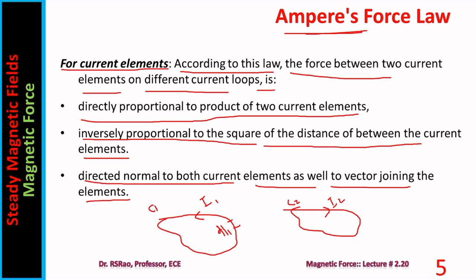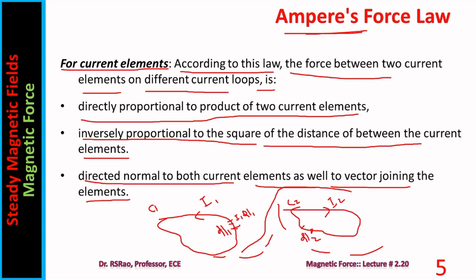Because it is over C1, you can consider another differential length here. Call it DL2 because it is over C2. Now, the point is this: I1 DL1 is a current element. The current in DL1, or current element I1 DL1, is a source. According to Biot-Savart law, it creates magnetic field. So everywhere you have magnetic field. This magnetic field is created by I1 DL1.